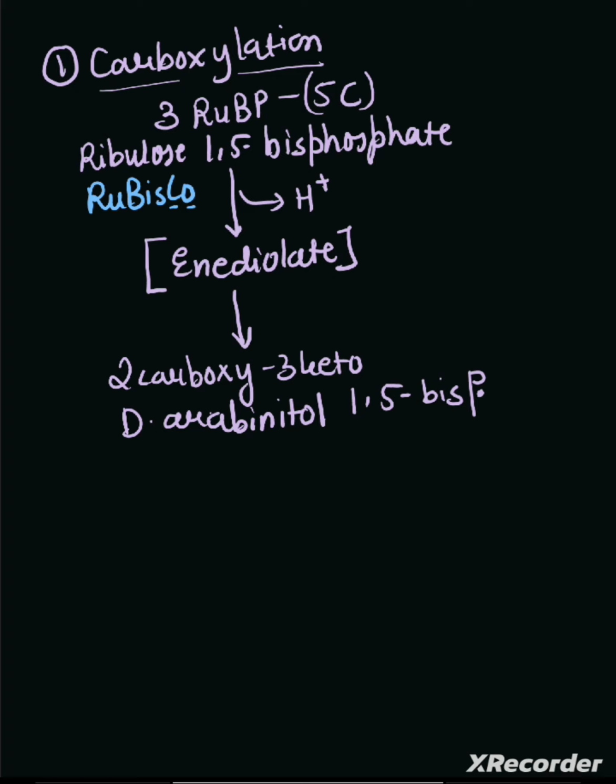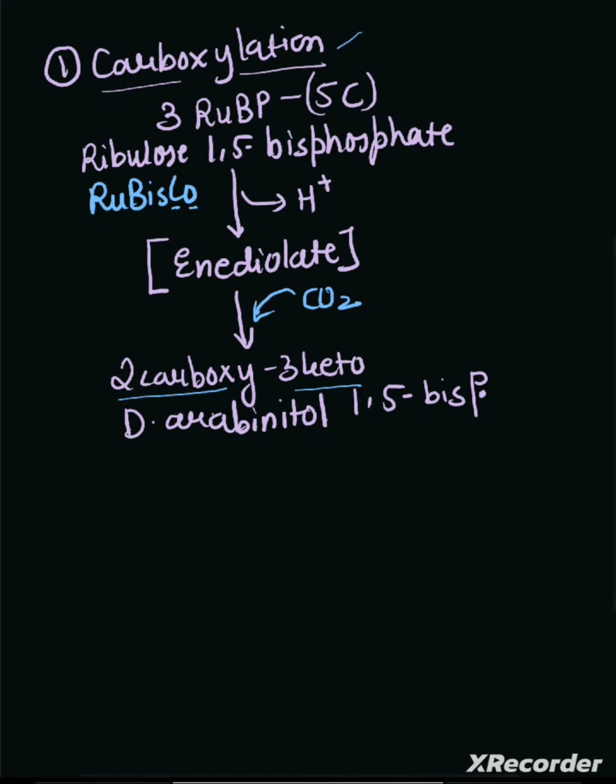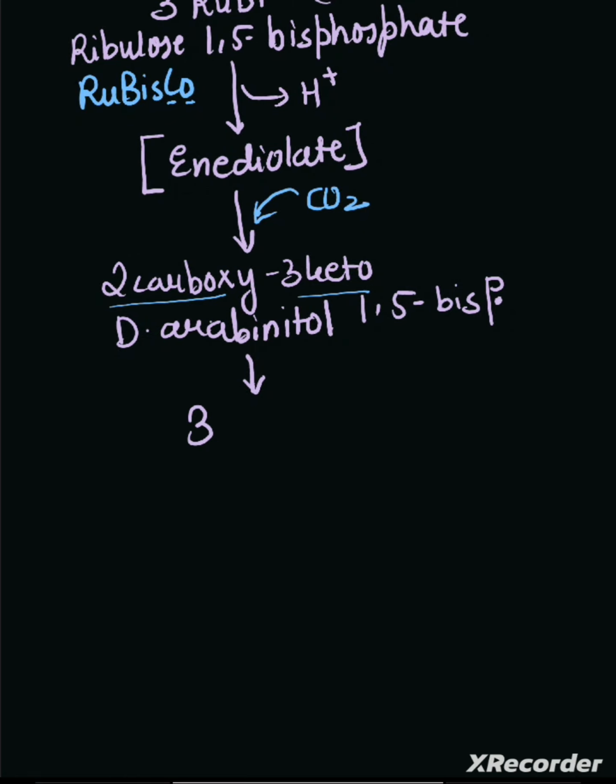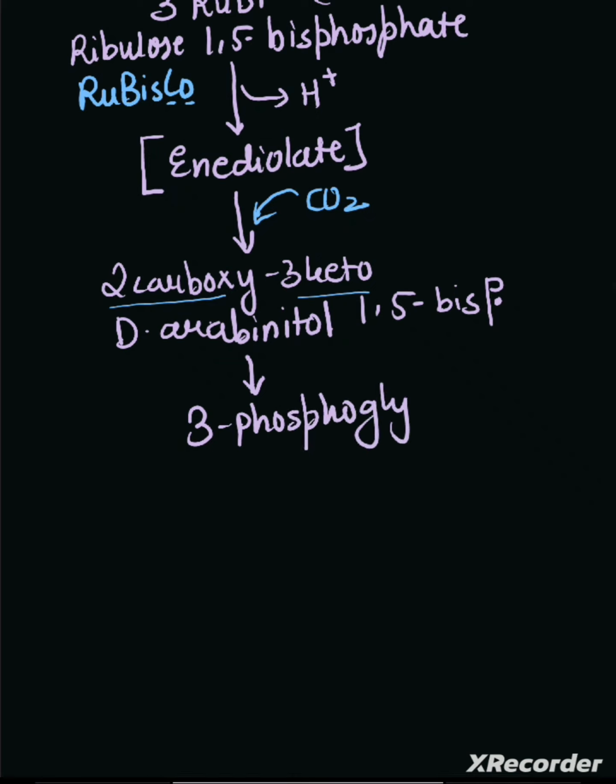So now how do we get this compound? There has to be some addition of some sort of molecule there. So basically we are adding carbon dioxide here. So that's the name, carboxylation. The plant takes in the carbon dioxide, and in this reaction carbon dioxide is added. So 2-carboxy 3-keto, so there is a keto group there, d-arabinitol 1,5 bisphosphate is the product here. So from here, in the carboxylation phase, the last end product that we get is 3-phosphoglycerate.